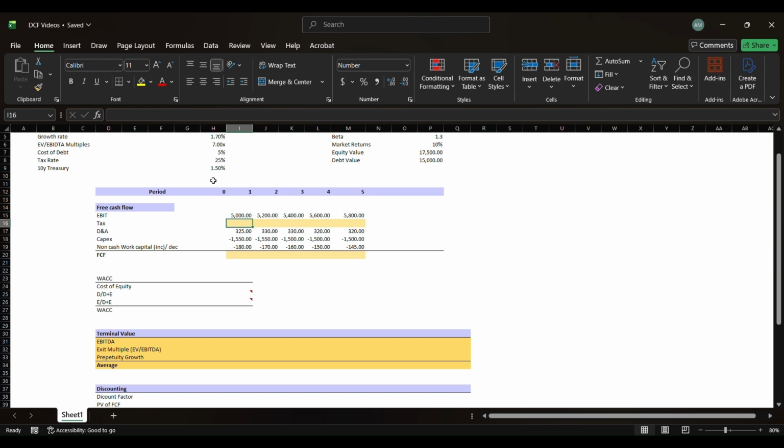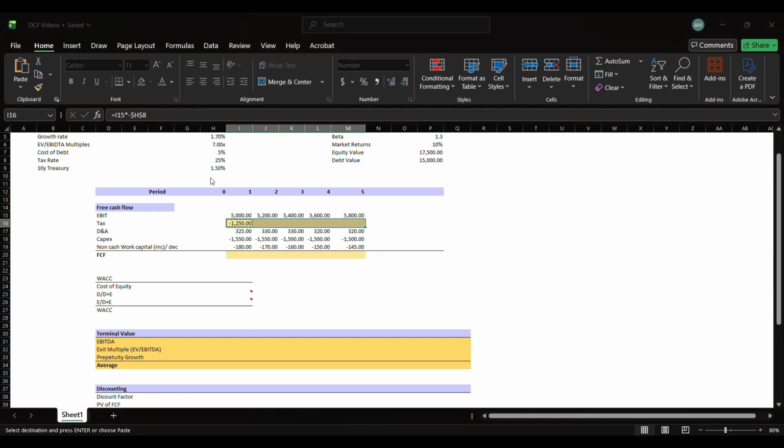So now we calculate the tax. How we can calculate the tax is EBIT times minus 25%, which is the tax rate. So firstly you have to freeze the tax rate. You have to click F2, and freeze the tax rate. Then you have to click F4, enter, and now you copy this number and drag it to year 5.